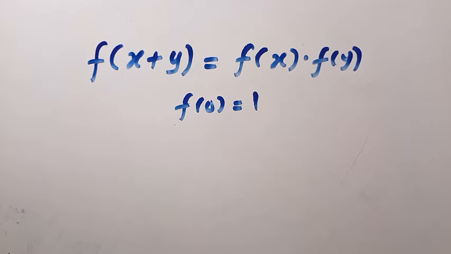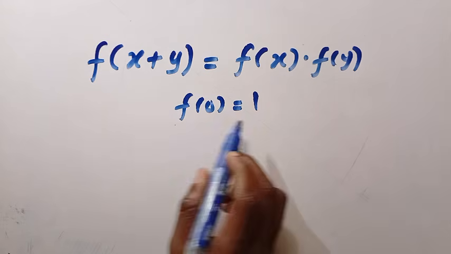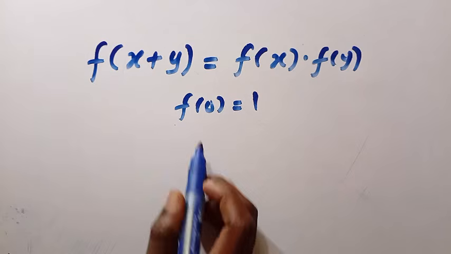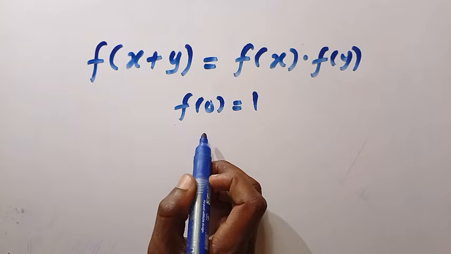This is a very interesting functional equation. The question is, we want to prove that f is exponential given that f of 0 equals 1. This is a clue given to us. We have f of 0 equals 1.